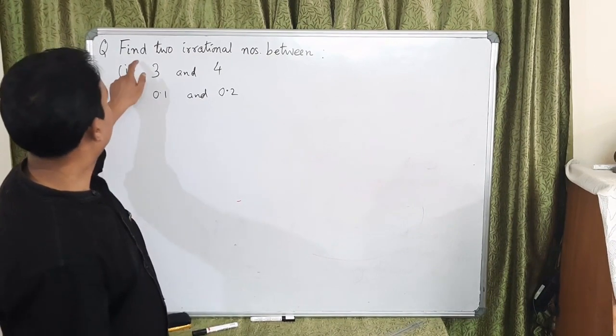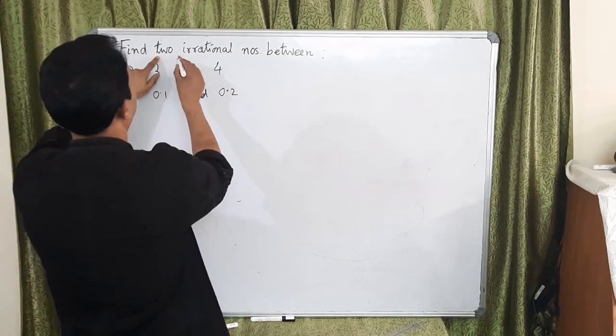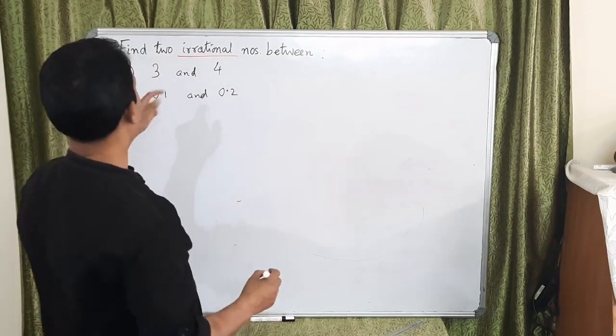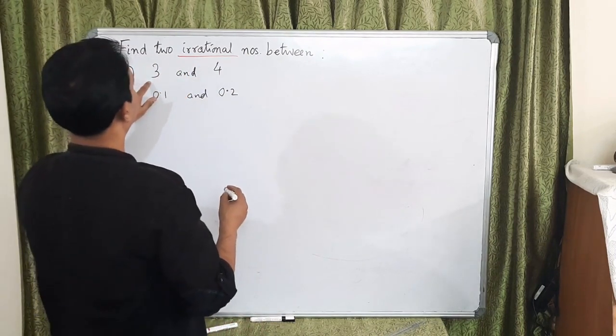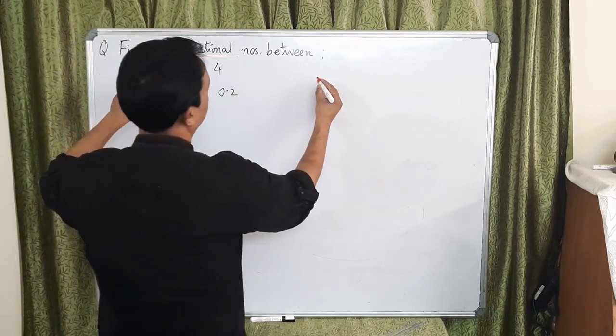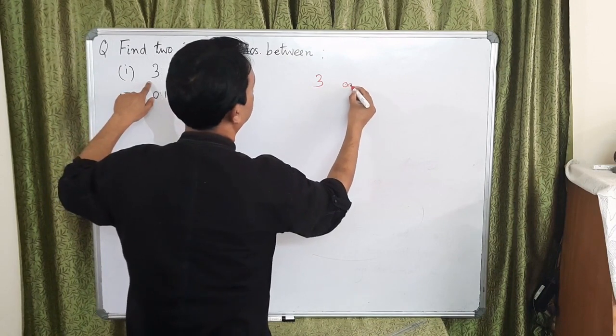Let's take another question. Here, find two irrational numbers. Previously, we did rational. Now let's look at the numbers. We have 3 and 4.